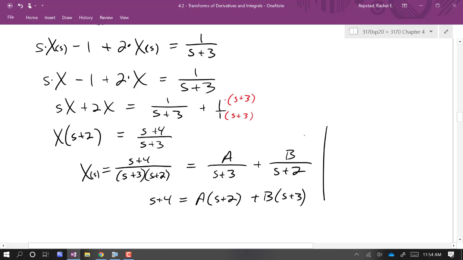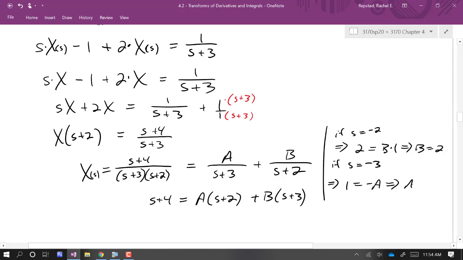And do a little bit of this on the side. If s is equal to negative 2, then the left-hand side becomes positive 2, and on the right-hand side, the a term zeroes out, and we get b times 1. So b is equal to 2. And if s is equal to negative 3, then on the left-hand side we get 1. On the right-hand side, the b term zeroes out, and we get negative a. And so a is equal to negative 1.